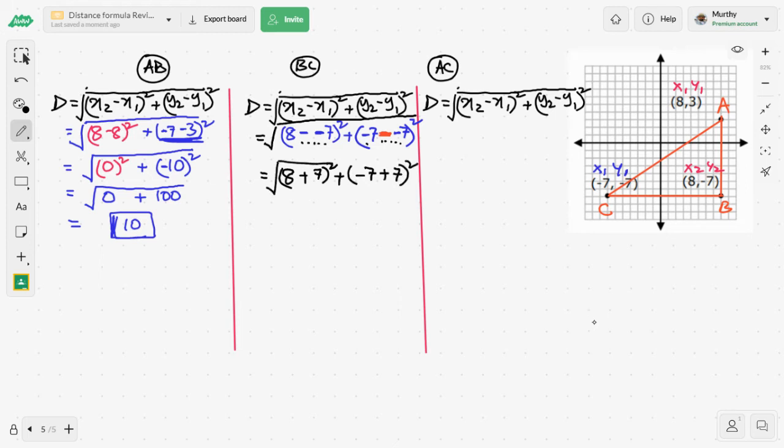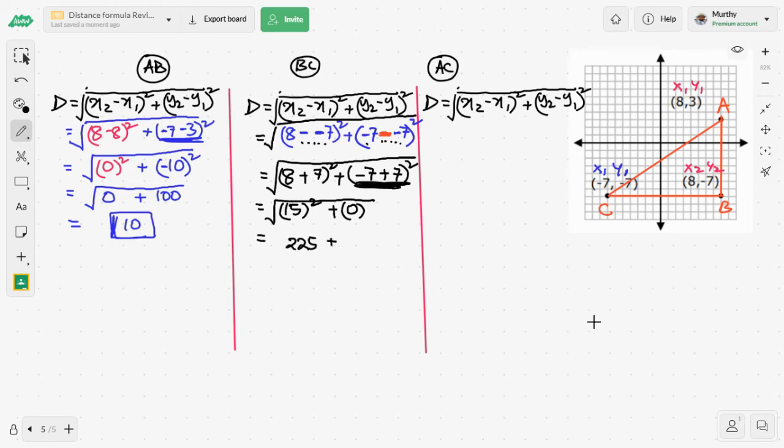Now in the first parenthesis, 8 plus 7 gives me 15 squared. The second one is negative 7, positive 7. I see that they have different signs. Don't forget, different signs means you take the difference. So the difference of 7 and 7 is 0. Okay, so 15 squared gives me 225.